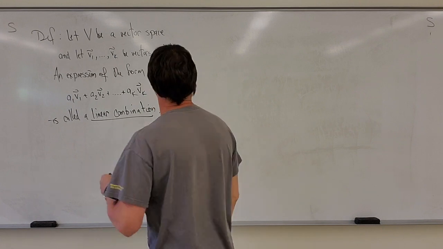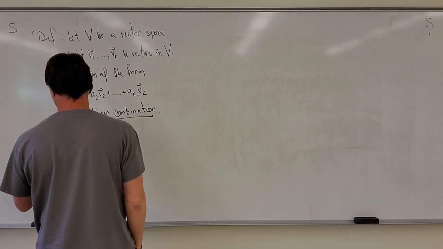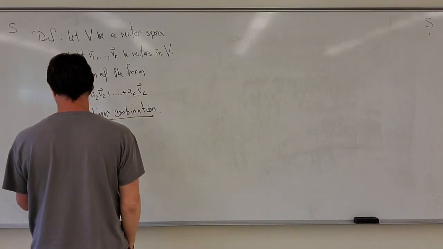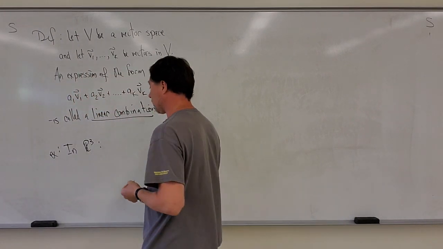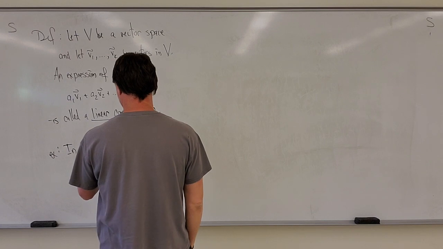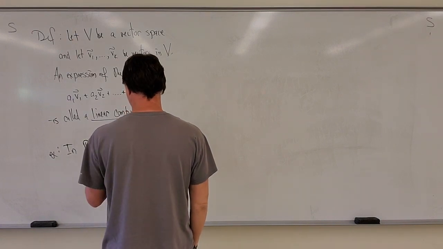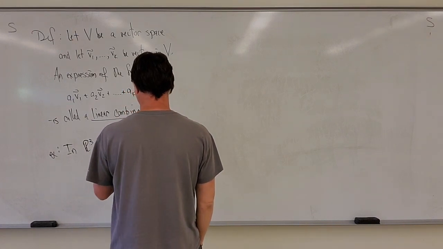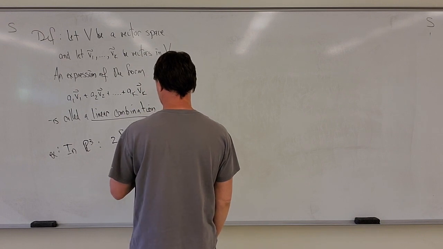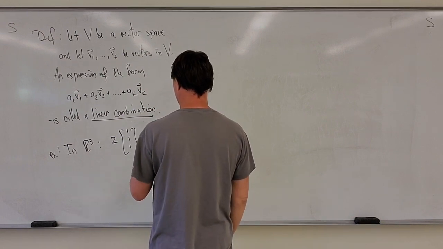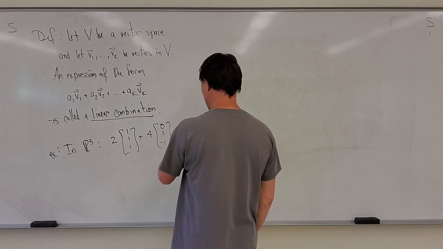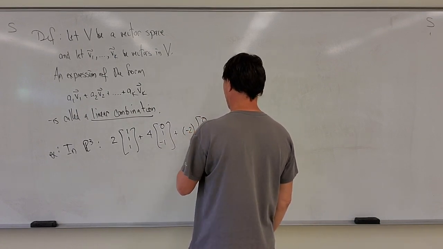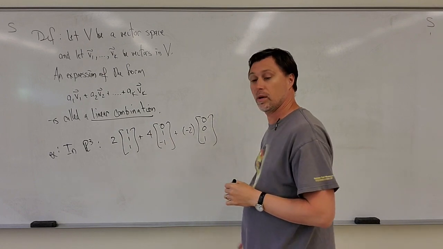So, for example, let's say in R3, here's an example of a linear combination. 2 times the column vector 1, 1, 1, plus 4 times the column vector 1, 1, minus 1, or let's say plus negative 2 times the vector 0, 0, 1. There's an example of a linear combination.